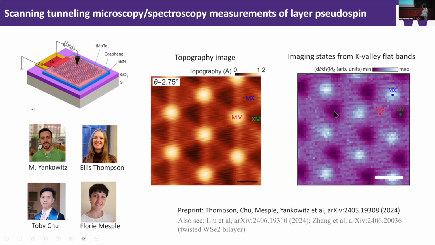Then on the right-hand side, this is the image of states from the K-valley flat bands, basically the top of the K-valley bands. And in this case, you can see the denser states are indeed localized at the MX or XM. My laser pointer doesn't work well, but as I highlight here, you have MX and XM. Those are the denser states. So this shows you that indeed we have these two pseudo-spins. One is pointing up, the other is pointing down.